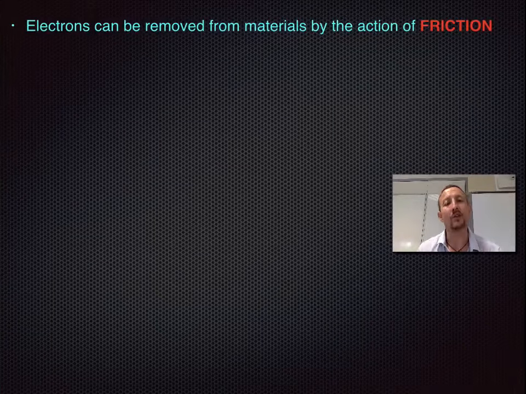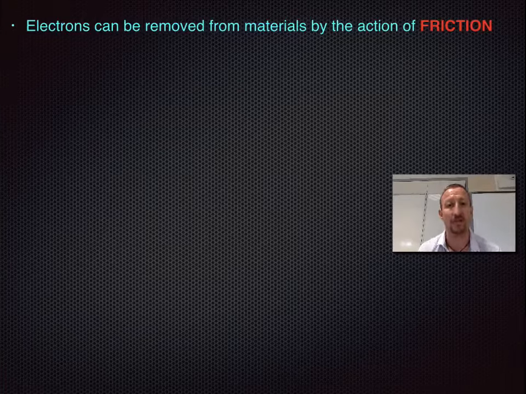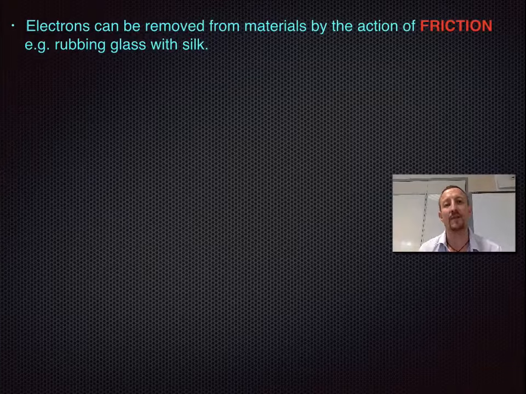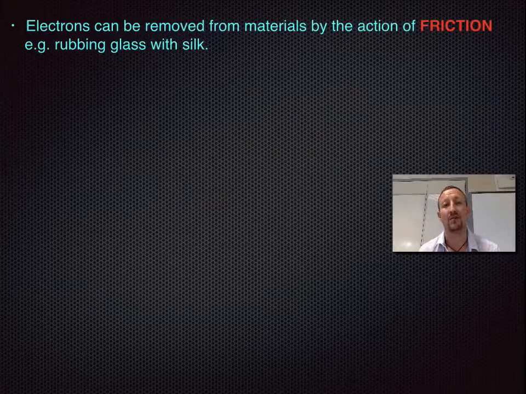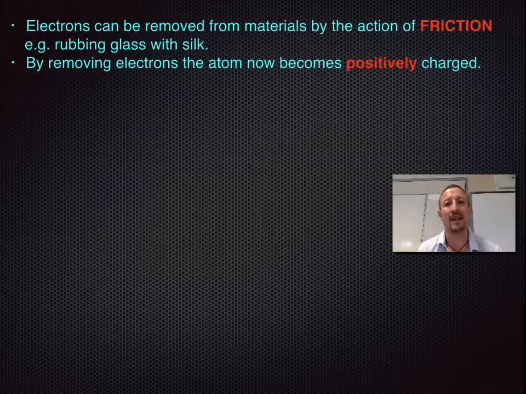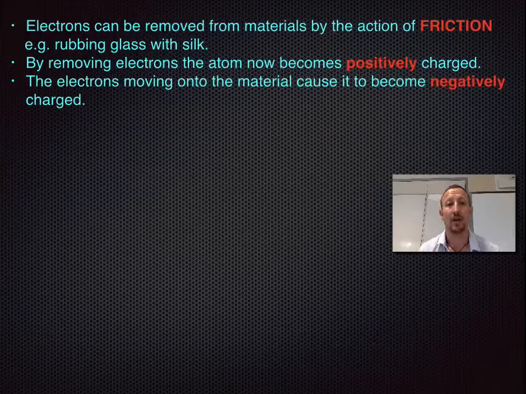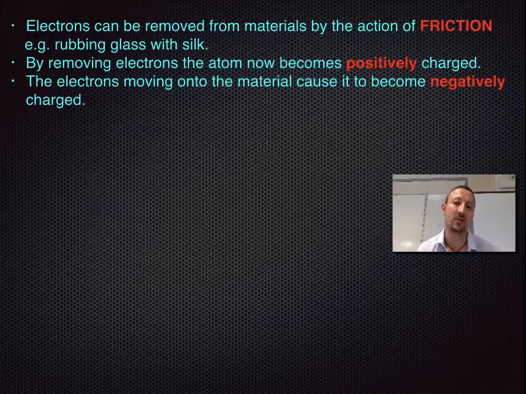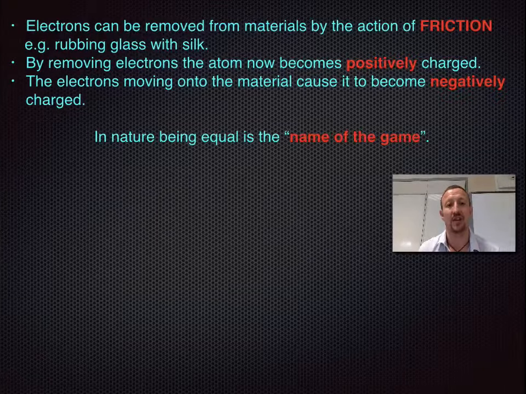We also can see that electrons can be removed from materials by the action of friction, for example, rubbing glass with silk. You will have noticed this, for example, on a hot windy day. You go close to your car, there'll be an imbalance of electrons and you'll get a tiny shock. As I stated, by removing the electrons, an atom or a material will become positively charged. Likewise, if we move electrons onto it, it will become negatively charged.